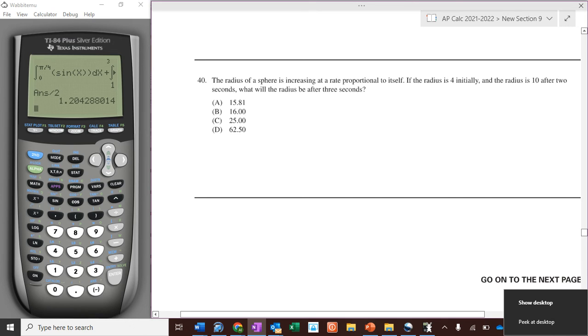So what I figured for this one is it has to be one of those rate of change ones where you take dV/dt. Guess what? I was wrong. It's not one of those. It's a y equals c e to the kt problem. Okay? These problems aren't too bad if you understand it's a y equals c e to the kt. So the radius is 4 initially. So what is c if a radius is 4 initially? 4. So y equals 4e to the kt.